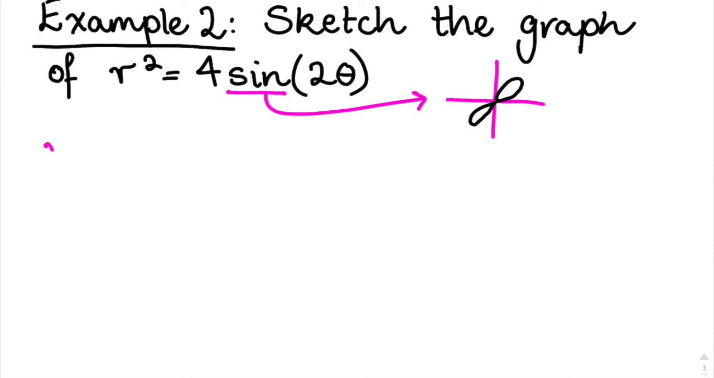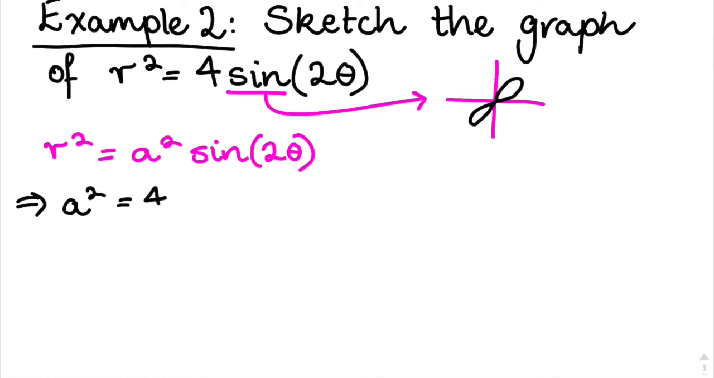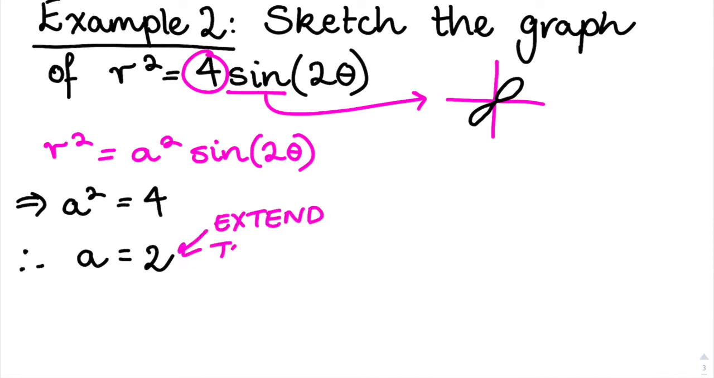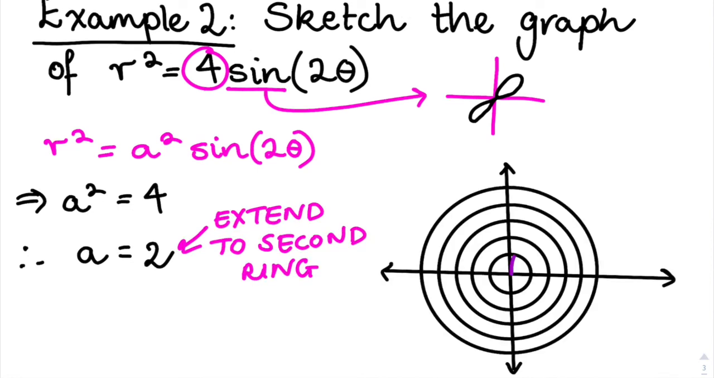Since the general equation of a sine lemniscate is this, we can see that a squared is equal to 4. By taking the square root of 4, we find that a is equal to 2. This means that we extend the propellers to the 2nd circle on the polar plane. Complete.